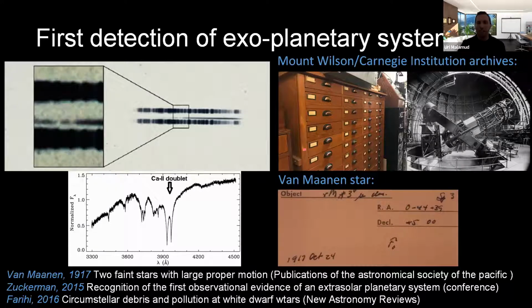But actually, what most people don't know is that the first proof of an exoplanetary system is not from the 90s when they discovered the exoplanets. It's from 1917. In retrospect, we know that this is the first detection of an exoplanetary system. There's a famous star called the Van Maanen star. This star was initially identified as just a faint star, an F-type star. An F-type star is a star that's a little bit more massive than the sun.